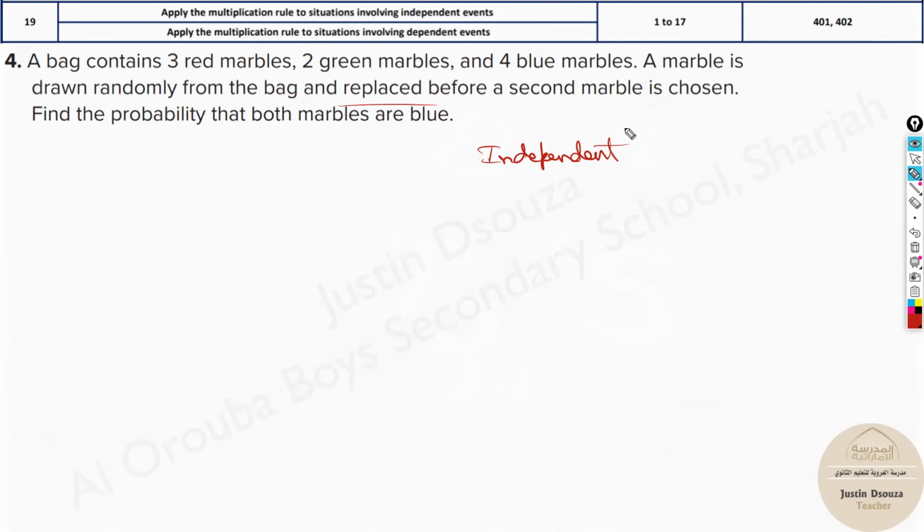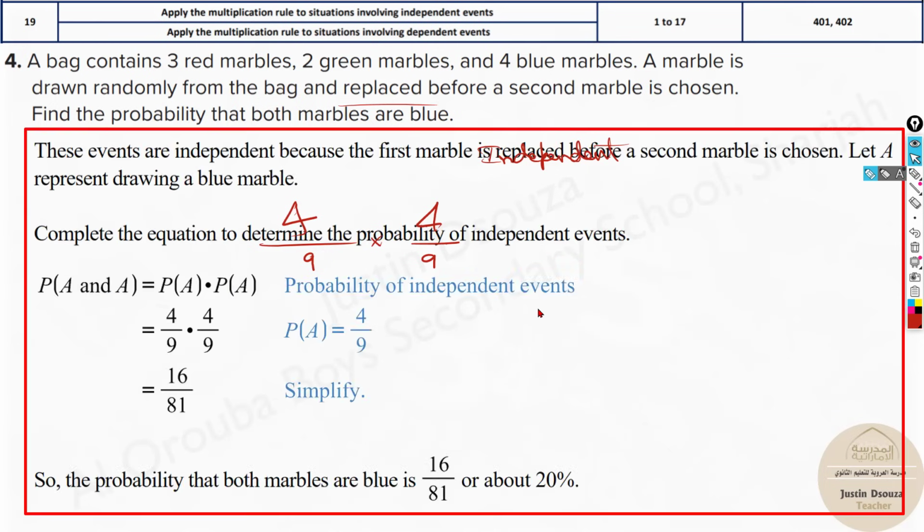So in your exam, please make sure you write the sentence, this situation is an independent event, or something like that, okay? And now, what is the probability that both marbles are blue? What is the total marbles? 3 plus 2 plus 4, right? It will be 9 over here. And what is the number of blue marbles available? There are 4. And even the second time, it's again 4. Why? Because after taking the blue marble, that's put back, right? So this would be the answer. 4 by 9, 4 by 9. That's it. Then put in the calculator and solve it.